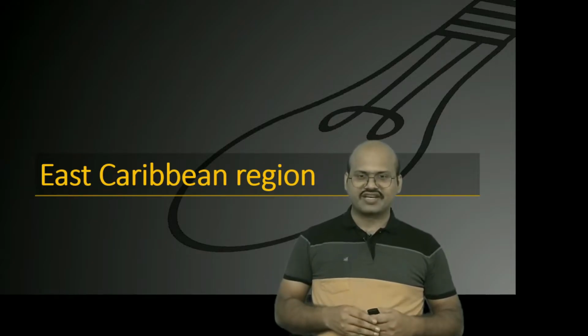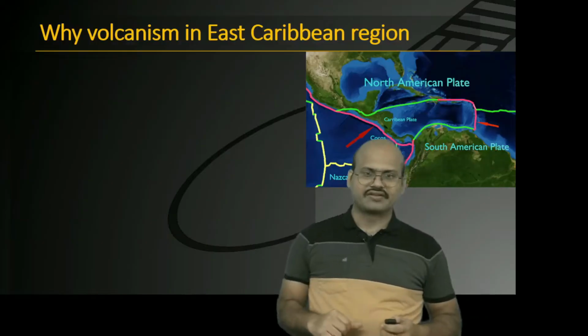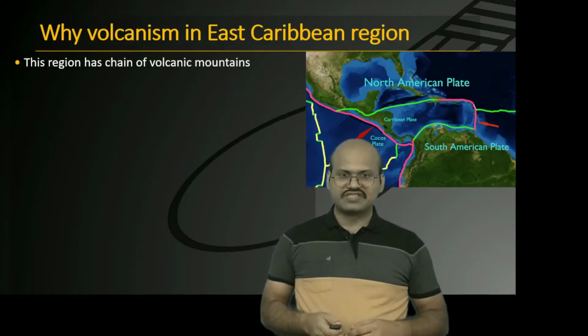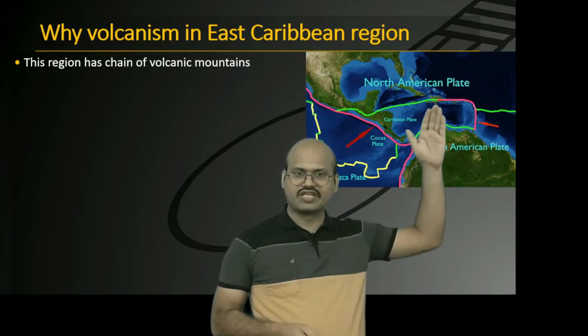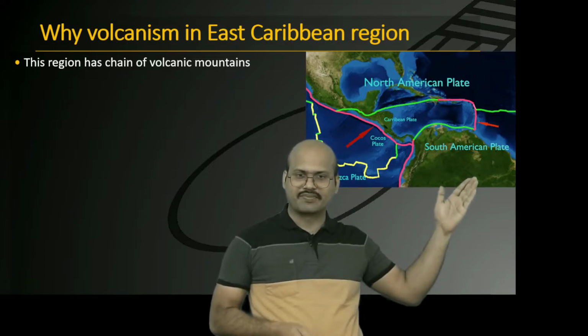Now we will consider the East Caribbean region. We can see in this map that the East Caribbean region has a lot of volcanic activity, but the volcanic activity is restricted to the eastern margin of the Caribbean plate as well as the western margin, but there is no volcanic activity in the north or southern margin. So let's see why. When we see the Caribbean plate, we can see that it is sandwiched between the North American plate and the South American plate.